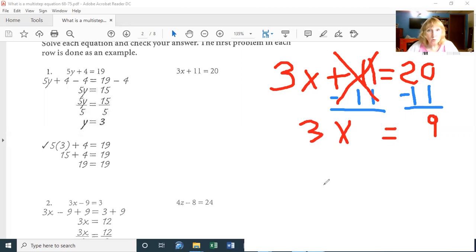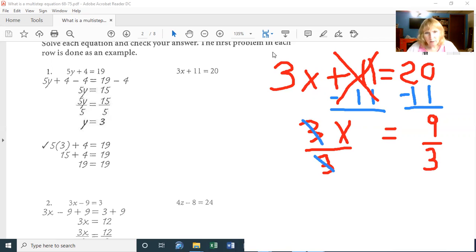So now I'm ready to do my multiplication or division depending on what's needed. You always do the opposite of what's shown there. So I have 3 times x right now. So what I want to do is divide by 3 so that I can get the x by itself. If I divide by 3, remember what I do to one side of the equals, I need to do to the other side. So I also have to divide by 3 on this side. And then my 3's will cancel out, leaving me with just my x, which is what I want.